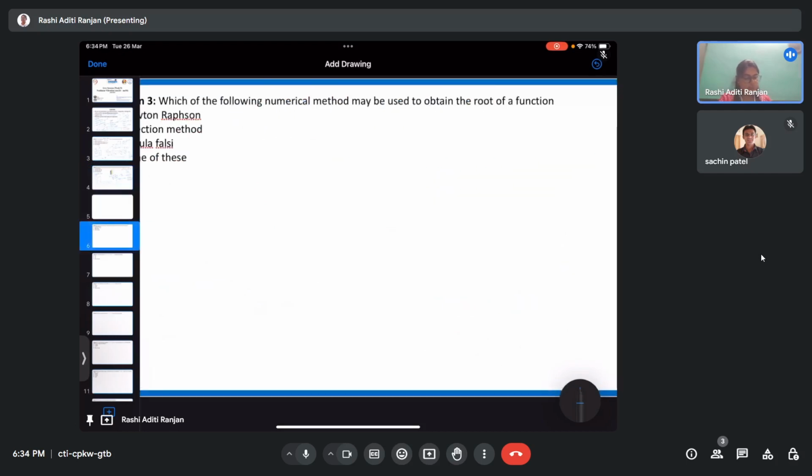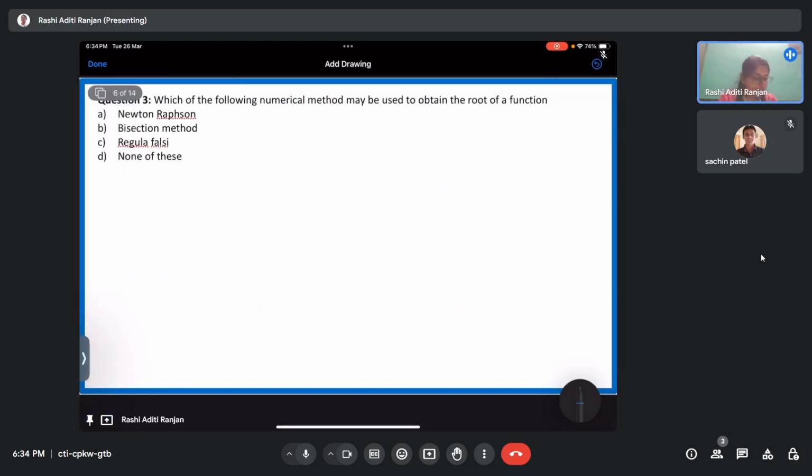Coming on to question number 3, which of the following numerical methods may be used to obtain the root of a function? Now, what is the root of a function? If I have a function f of x, what is the root? Root of a function essentially means the value of x at which my f of x is equal to 0.